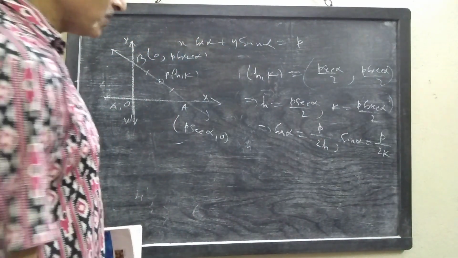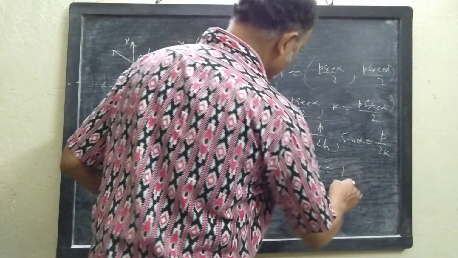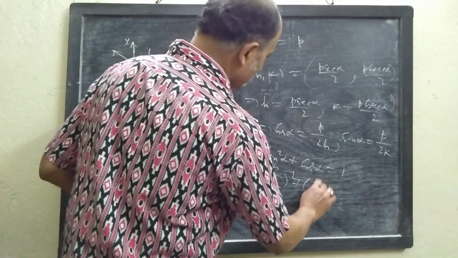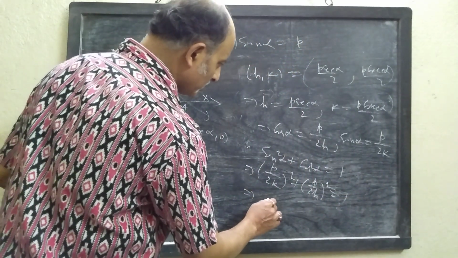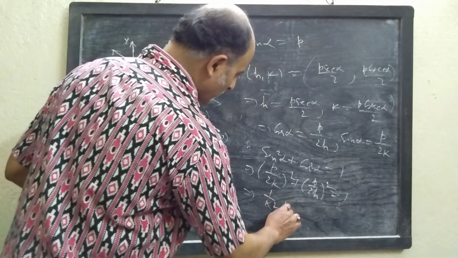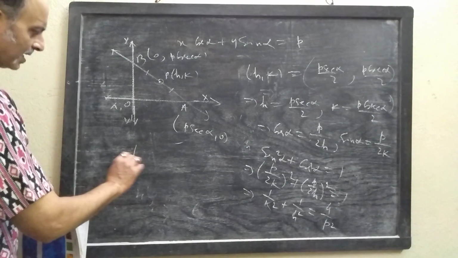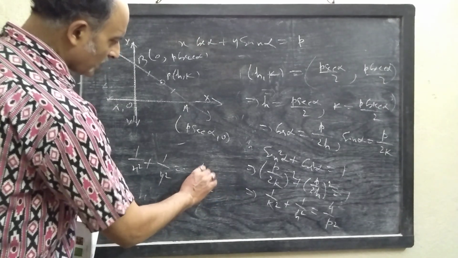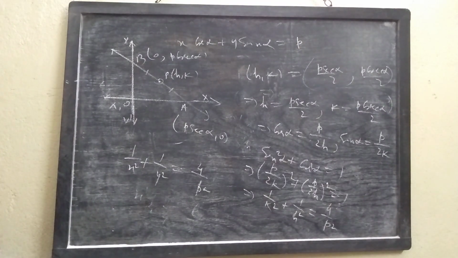Now we know for all real values of alpha, sin square alpha plus cos square alpha equals 1. That implies (p by 2k) whole square plus (p by 2h) whole square equals 1. That implies you can write 1 by k square plus 1 by h square equals 4 by p square. Now we can write the equation to the locus as 1 by x square plus 1 by y square equals 4 by p square. This is the equation to the locus of the point P(h, k).